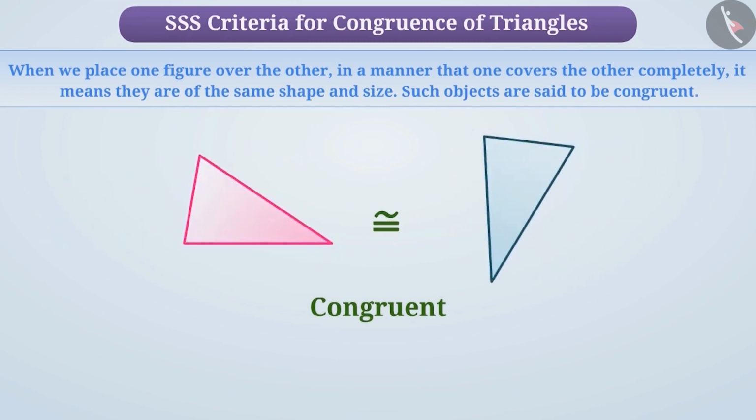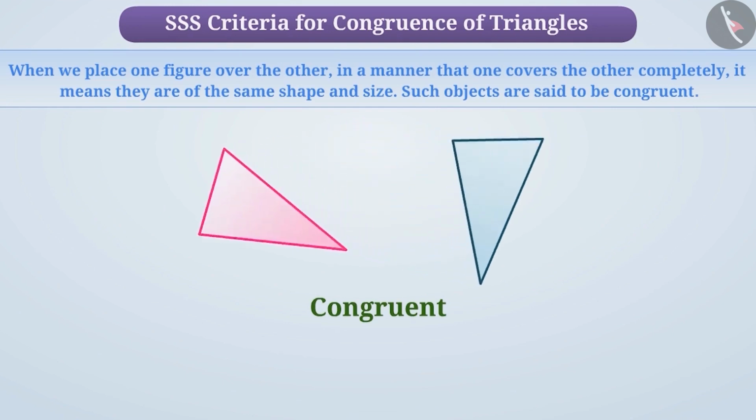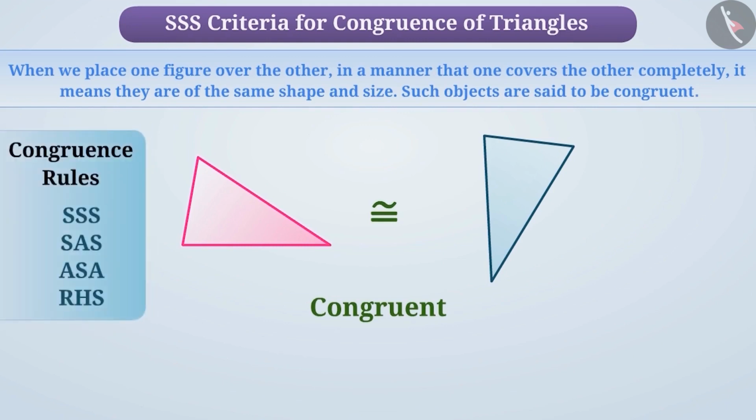Look at the two triangles here. When we place one over the other, we observe that they cover each other completely. So both the triangles are congruent. In geometry, certain criteria are used to determine the congruency of two triangles. Today, we will discuss the SSS criterion.